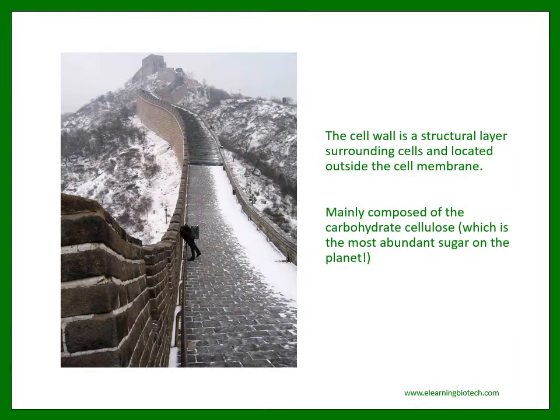Like China has its Great Wall, plant cells and most bacteria also have a cell wall. It is a structural layer surrounding cells and located outside the cell membrane. It is composed mainly of the carbohydrate cellulose, which is the most abundant sugar on the planet.